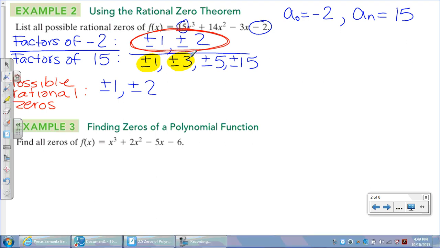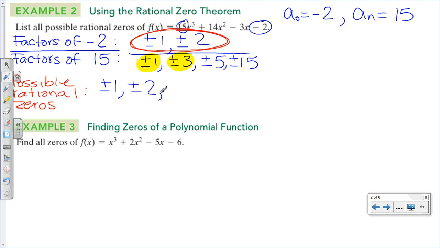But remember, if we're talking about rational numbers, they could be integers or they could be fractions. In fact, integers are also fractions. It just happens that the denominator is equal to 1. So in this case, we will have positive negative 1 divided by 3. So that will be 1/3. And we will have positive and negative 2/3.